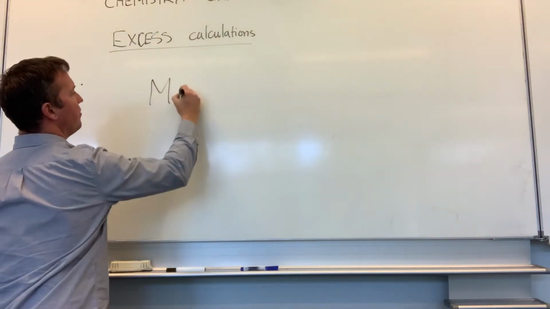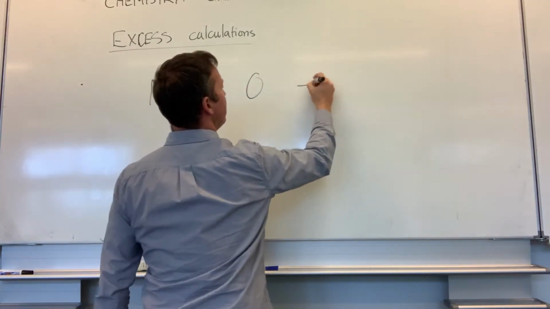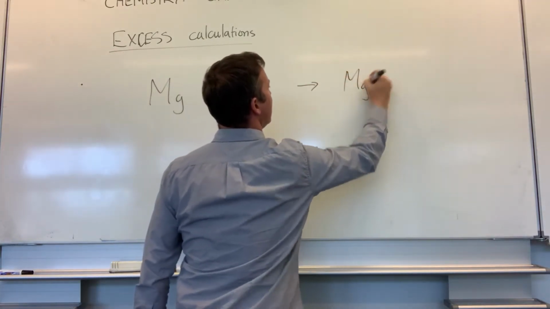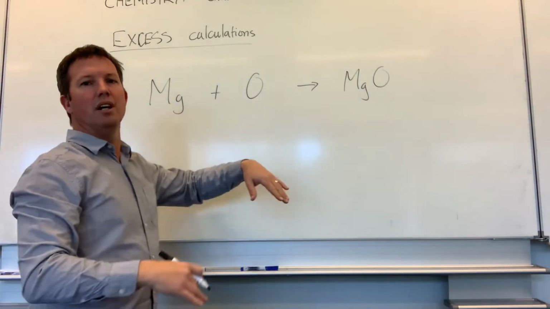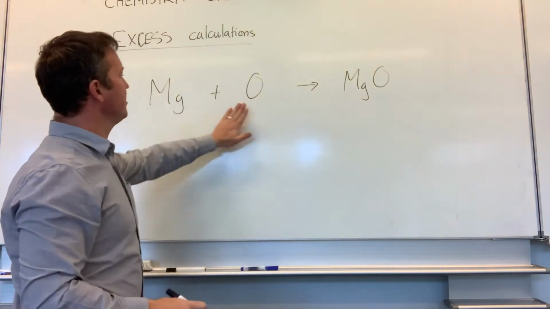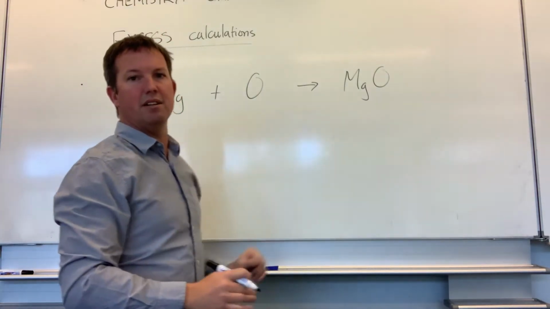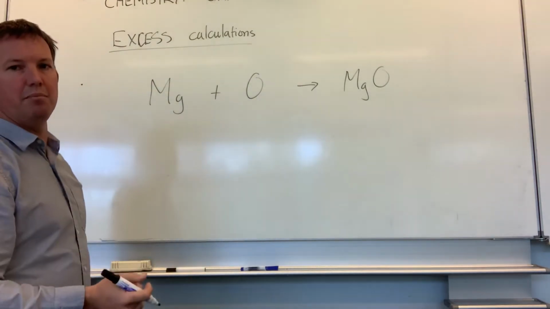So let's just say we have magnesium plus oxygen gives me magnesium oxide. Now, normally oxygen is O2, but just for our purposes, just for this reaction, let's say it was just one oxygen, just to make it easier for ourselves. Okay, so magnesium plus oxygen gives you magnesium oxide.